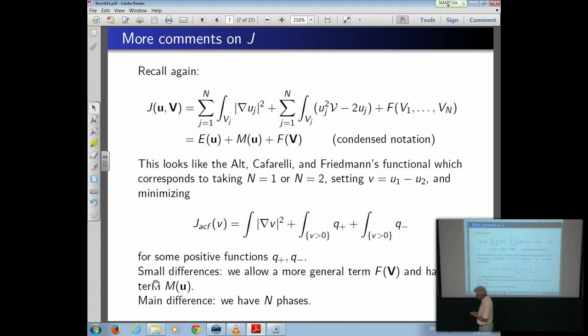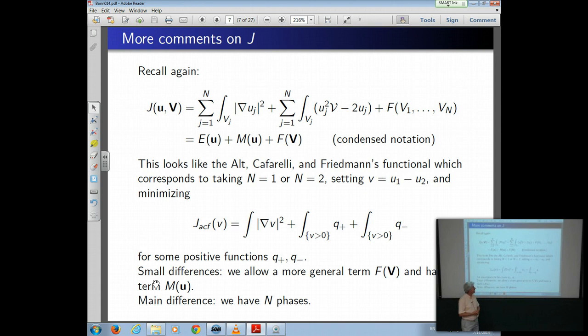So I'll use this excuse to talk a little bit about the Alt Caffarelli Friedman free boundary problem. I'm saying this functional here is looking a lot like the Alt Caffarelli Friedman functional. The standard one at least, because now I realize that there is more than one, comes with only one or two phases, let's say two phases, U1 and U2. And when it comes with only two phases, there is a trick, which doesn't even appear as a trick in that case, which consists in taking V equal to U1 minus U2. This gives you a single real valued function. It makes your life a little bit easier.